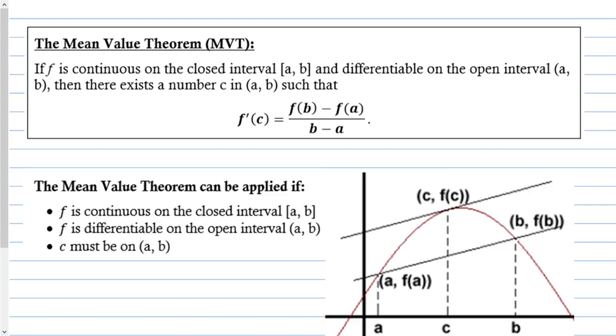Okay, mean value theorem, or MVT. If f is continuous on the closed interval from a to b and differentiable on the open interval from a to b, then there exists a number c, again, back to this x value that we're calling c, within the open interval, such that f prime of c equals f of b minus f of a over b minus a. Now, this should look super familiar because I just did it a couple minutes ago. Actually, let me go back.